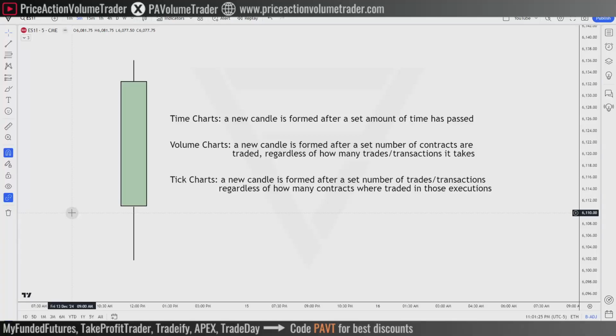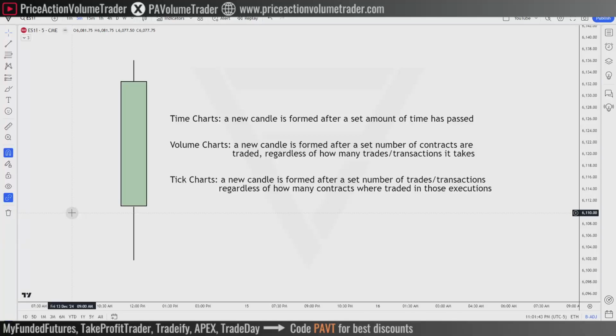So literally, 4 traders can make and execute 250 contracts each, and then that would form a new 1,000 volume candle, and then it would go on into the next, etc.